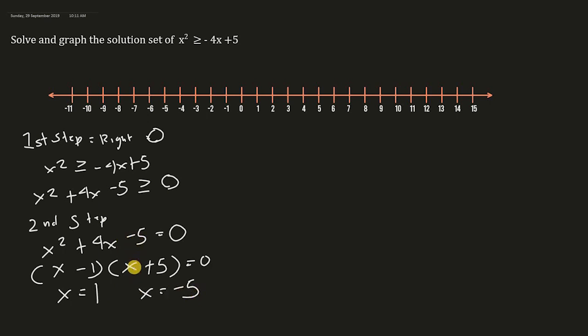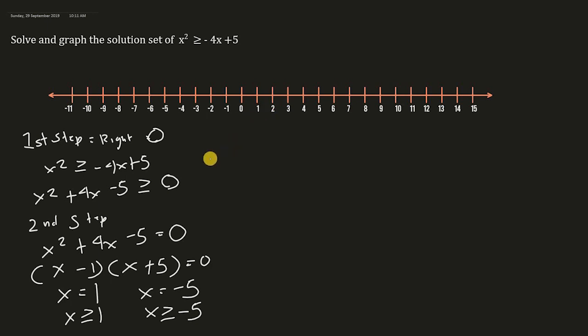The next step is ilagay natin yung iniwan natin na inequality sign niya. That which is greater or equal. So, yan, magiging x is greater or equal to 1. X is greater or equal to negative 5. Ngayon, guys, dapat step number 3, dapat may number line tayo.